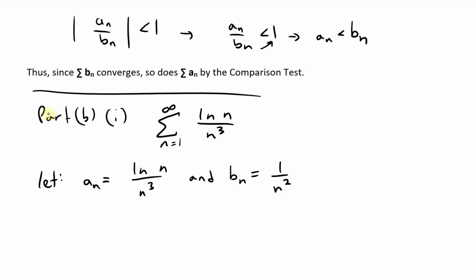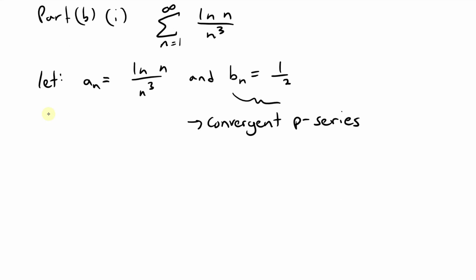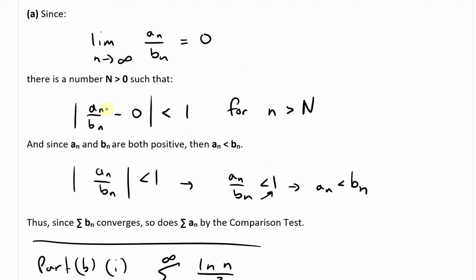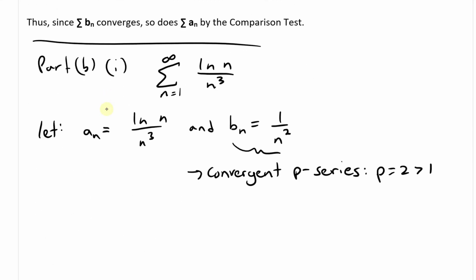But if we write it like this instead, we have something very interesting. And again, note that this right here is just a convergent p-series, where p is equal to 2, which is greater than 1, hence it's convergent. So yes, this is a convergent series, and now what we could do is take the limit as n approaches infinity of an over bn, and then we'll see what we can get.